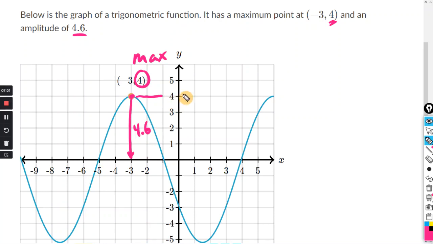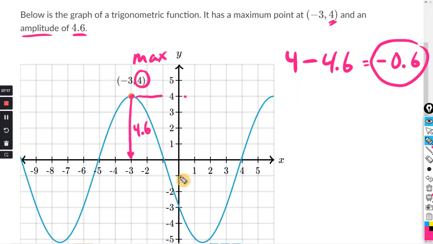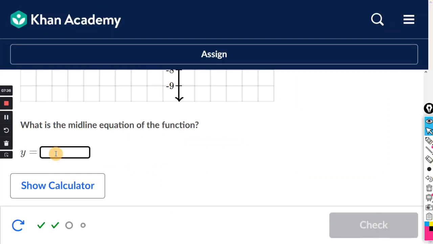We're starting at a maximum of 4, and we're going down 4.6 units because that's our amplitude. And that is just negative 0.6. So if you went to negative 0.6, right about here, you would be right in the middle of this function or sine wave. So that's the only method for this one. Negative 0.6.